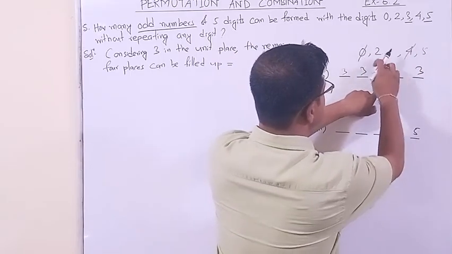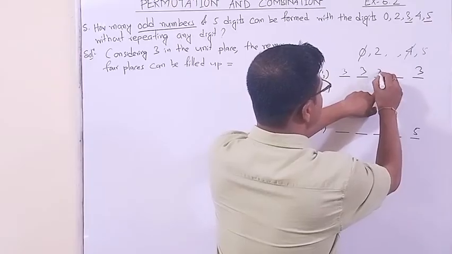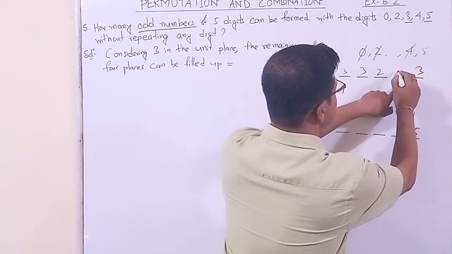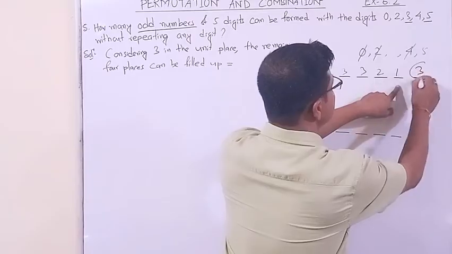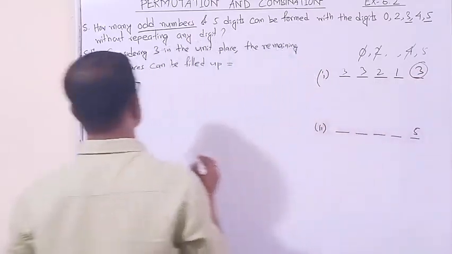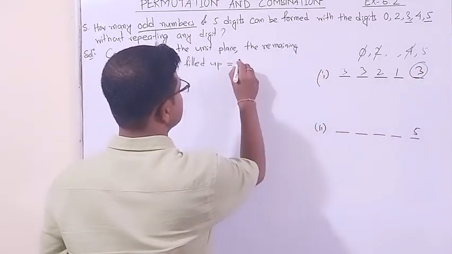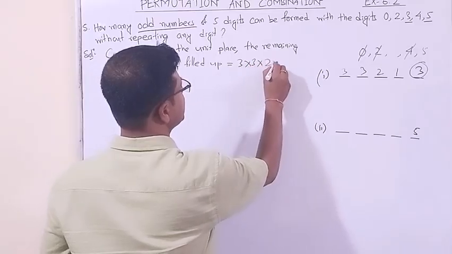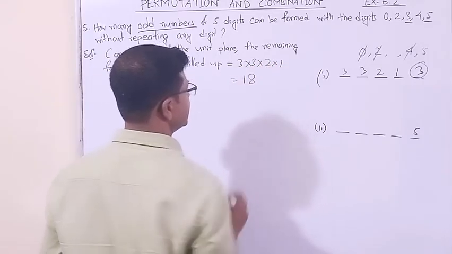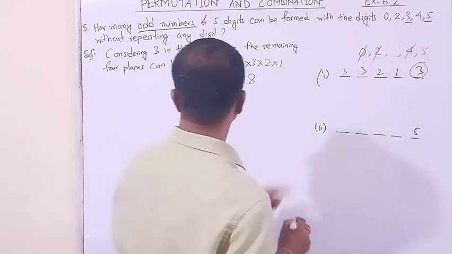Suppose 0 is chosen. This place can be filled up in 2 ways. Suppose this is chosen. This is in 1 way we can choose. This is the digit, this is not the number of ways. So how will we do it? 3 into 3 into 2 into 1. 18. Now let us move to the second case.